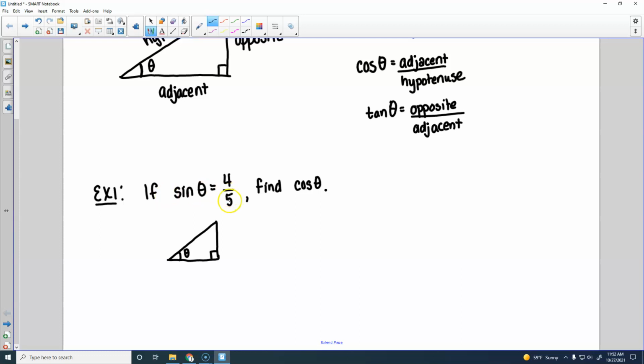So if this is sine and it equals 4 over 5, the top number is my opposite side, because sine is opposite over adjacent. And let me back up a little bit.